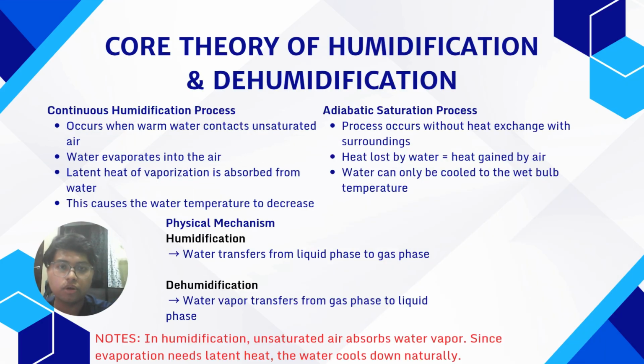Now let's see the core theory of humidification and dehumidification. The continuous humidification process occurs when warm water contacts unsaturated air. So the water will evaporate into the air. Then the latent heat of vaporization is absorbed from the water, which causes the water temperature to decrease. In the adiabatic saturation process, there is no heat exchange with the surroundings, so the heat lost by water is equal to the heat gained by the air. So the water can only be cooled to the wet bulb temperature.